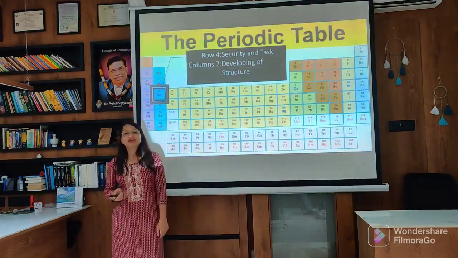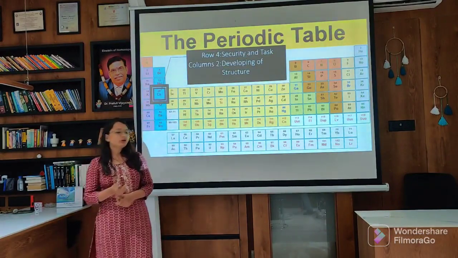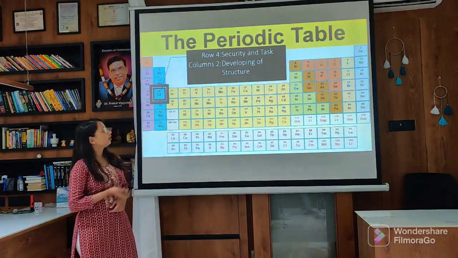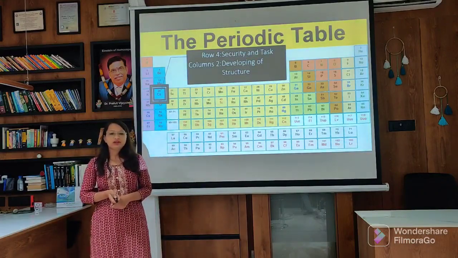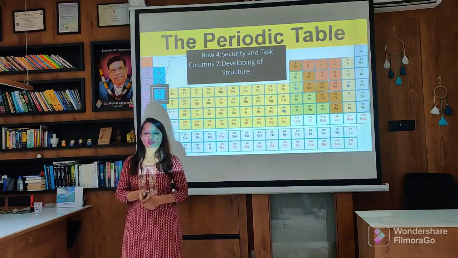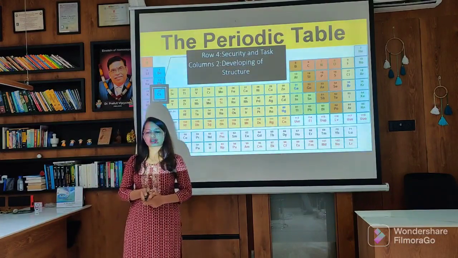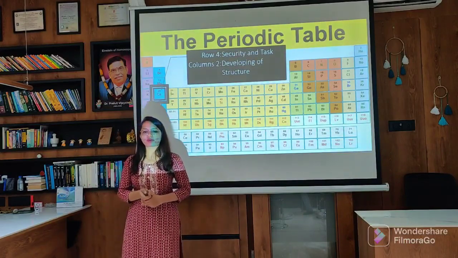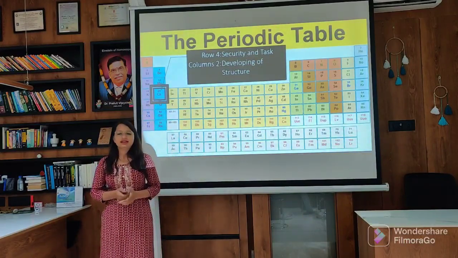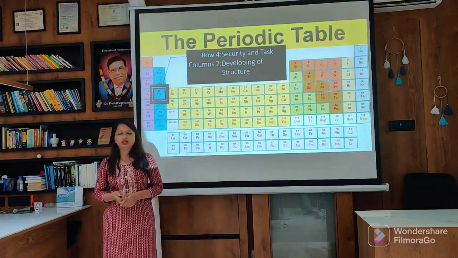Periodic table. We learned before in our Argentum group about detailed aspects of the periodic table. Calcium is placed in the periodic table in row 4 and column 2. Row 4 is for insecurity and task, and columns 1 to 9 are for developing structure. They are lacking in structure. They require an atom to complete them.